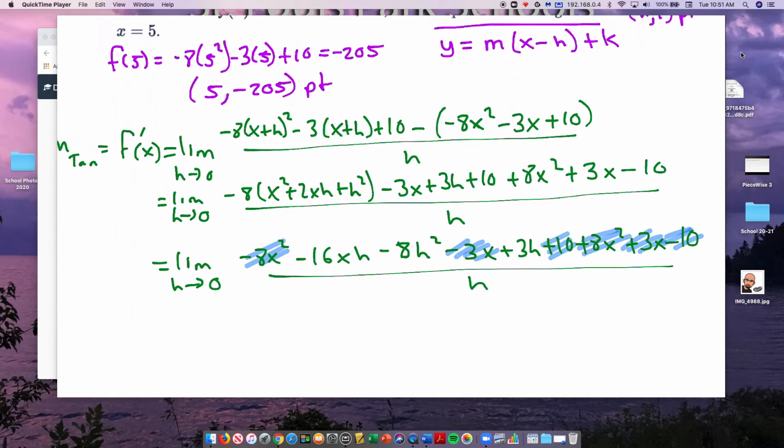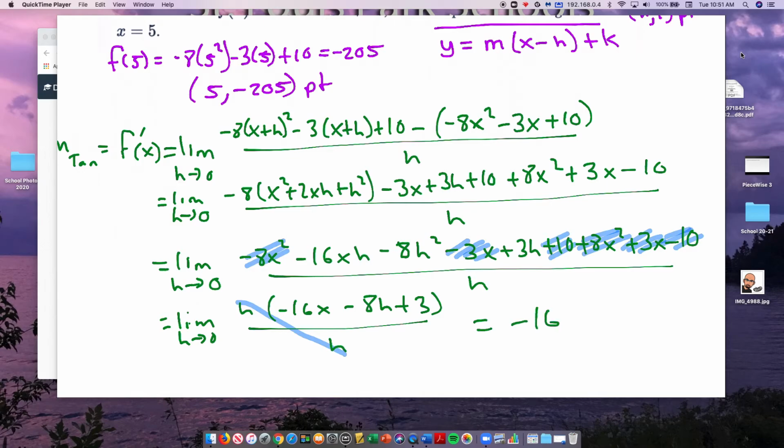We could factor out an h, and if we did that, this would be h times (minus 16x minus 8h plus 3), all over h. The beauty of that is these h's go away. Now we do direct substitution. When we do direct substitution on this, we get a final answer of negative 16x plus 3. So that's our derivative.